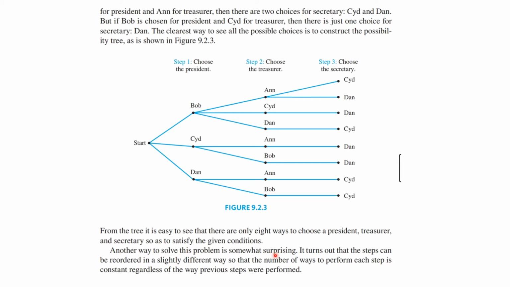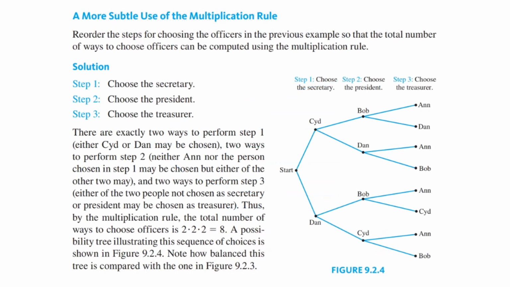Now, another way to solve this problem should be considered, and it's somewhat surprising. It turns out that the steps can be reordered in a slightly different way, so the number of ways to perform each step is constant, regardless of the previous steps performed. This is more subtle, but we're going to reorder this, and first we're choosing the secretary, then the president, then the treasurer. And you see each step, in this case, has only 2 possibilities, so it is 2 times 2 times 2, and so we do get the answer of 8 correctly if we use this more subtle use of the multiplication rule.